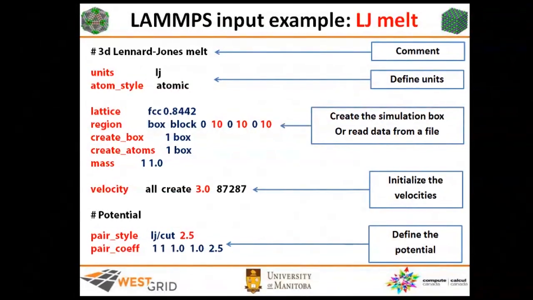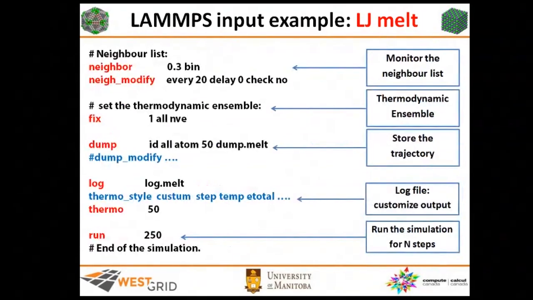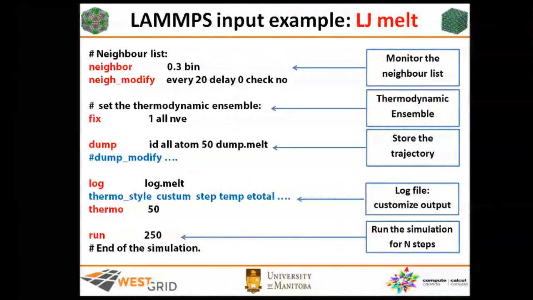Then there is the pair style lj/cut with a cutoff of 2.5. This is the cutoff for the potential. It means that if the distance between particles is larger than 2.5, the interaction goes to zero, so we don't have to compute those interactions. Then pair_coeff gives the coefficients. If you have seen the Lennard-Jones potential, it has two parameters, and these are the parameters for that.